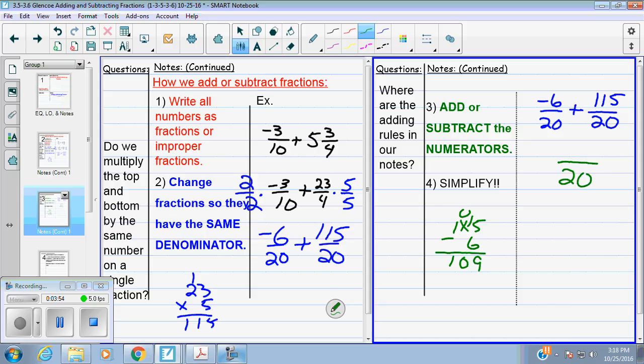So since these numerators are different signs, we should subtract their absolute values. And we should keep the sign of the larger absolute value. 115 has a larger absolute value. And now we have to just make sure that 109 and 20 are simplified. They need to be in simplest form. I can't think of any numbers that go into 109 and 20. Okay, so our answer is 109 over 20. You could also show this as a mixed number. How many times does 20 fit inside of 109?